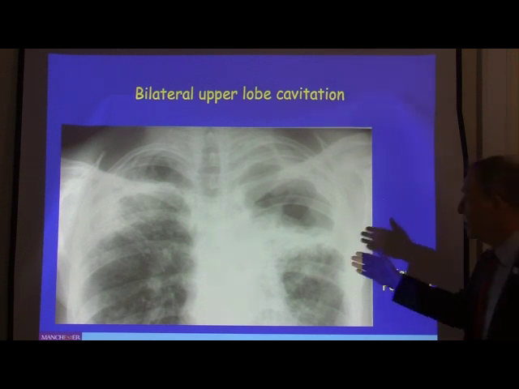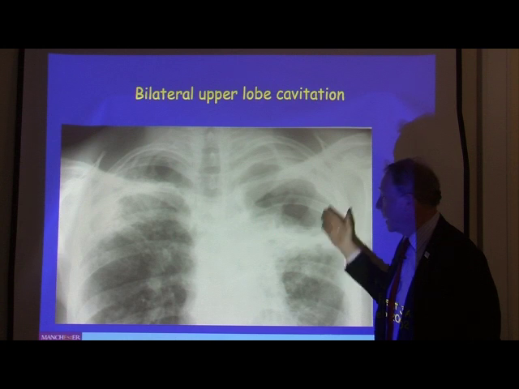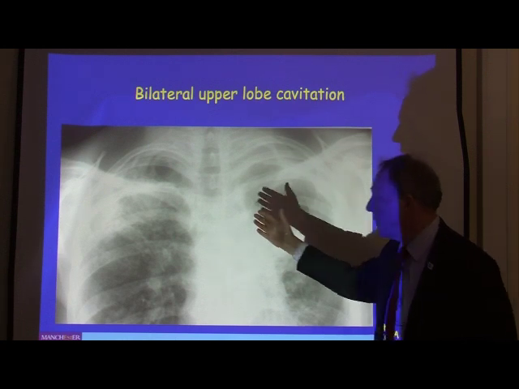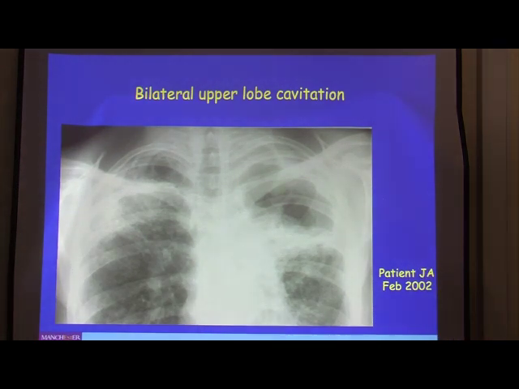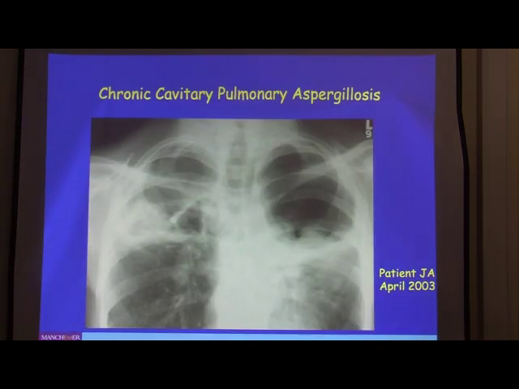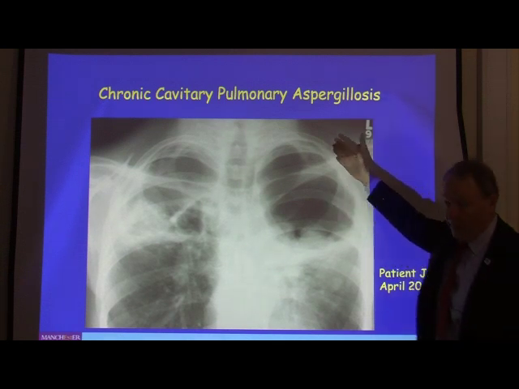So she has a big upper lobe cavity here and another one here, and this persistent pleural thickening or opacification. And a year later, you now see that actually she's lost a lot of her upper lobe.